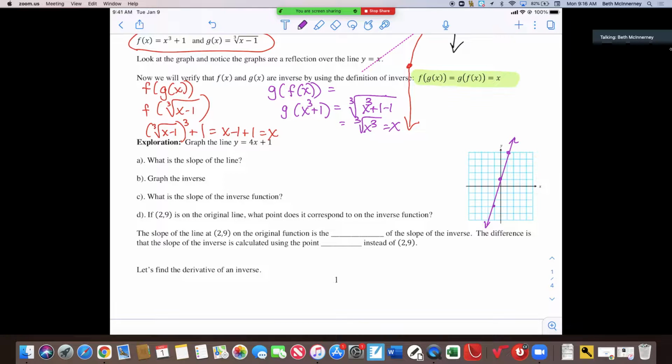4. Okay, now it says graph the inverse. So watch what we're going to do, and you could do this a variety of ways, but I plotted (1, 5), (0, 1), and (-1, -3). So if I want to do the inverse, I can just switch my x and y values.